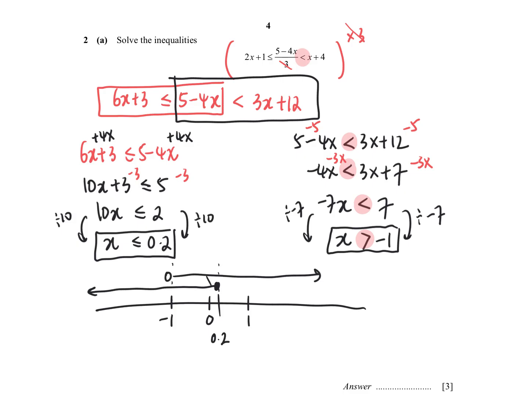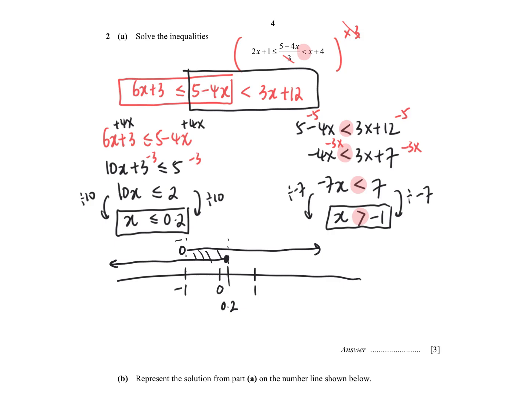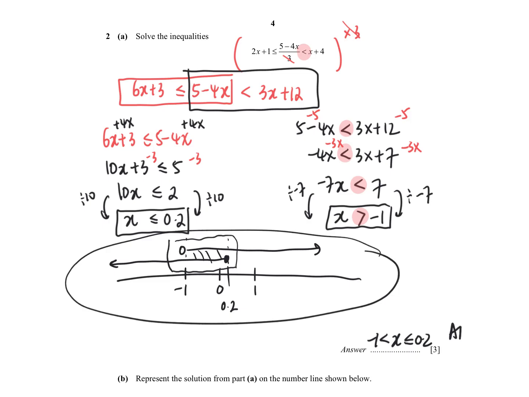Second page. Page 4, sorry. Okay, so your final answer is trapped between negative 1 and 0.2. So this is the answer mark. They don't give marks for this. So 1 mark there, 1 mark there, final answer 1 mark.